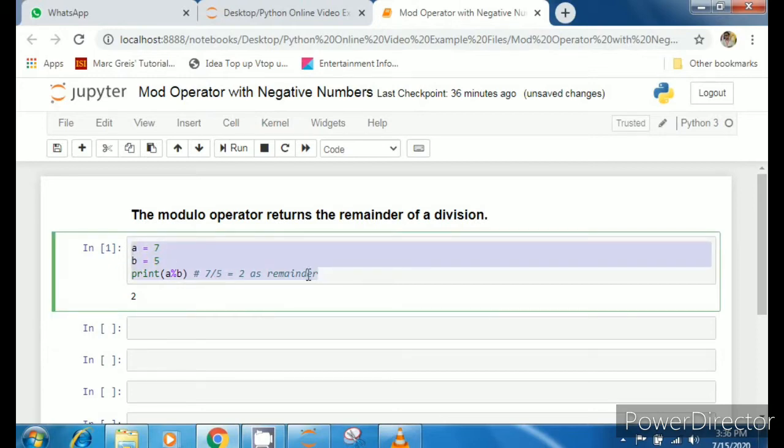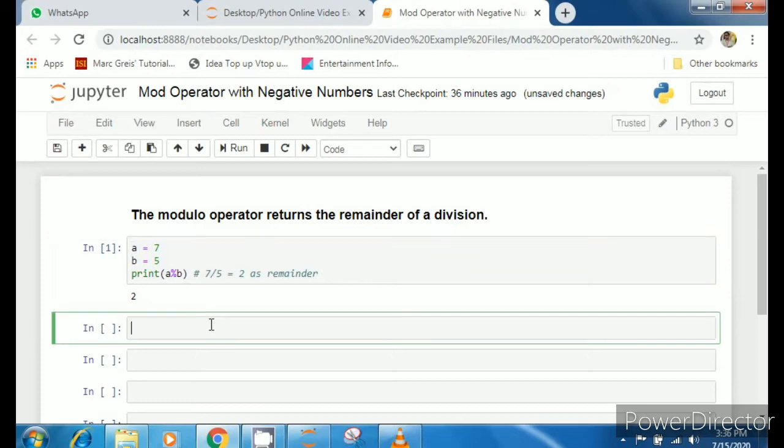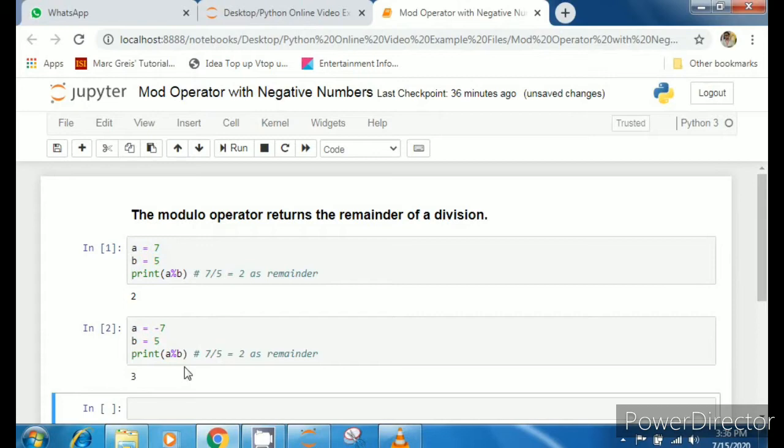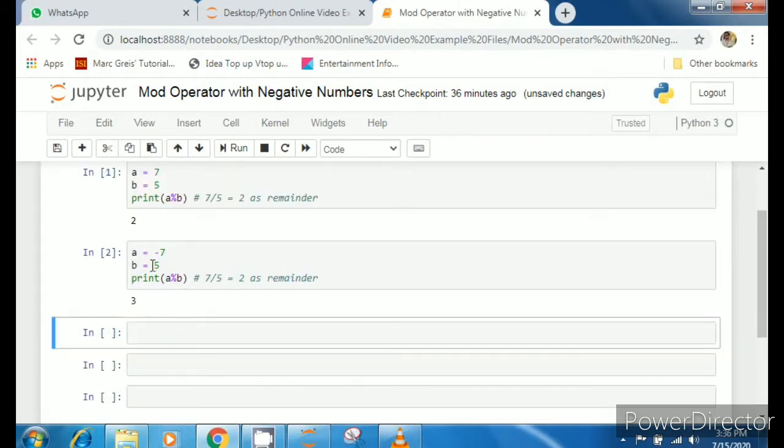Let me copy paste this in another cell. Okay, Control V, and now I am changing this 7 to minus 7. Now what happens? Simple mathematics gives the answer as minus 2, but see here, 3 is the answer. So this is the trickiest part. This is because in Python the modulus operator undergoes two operations internally.